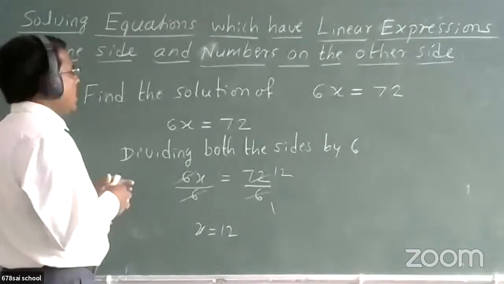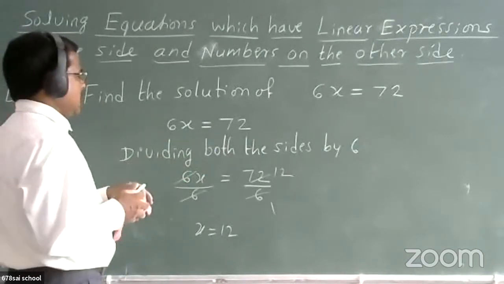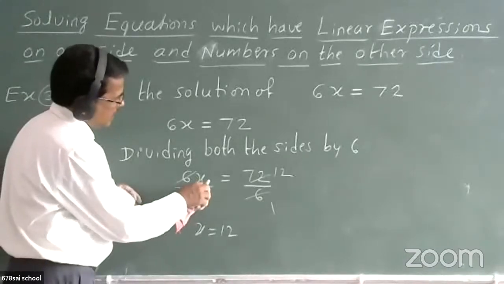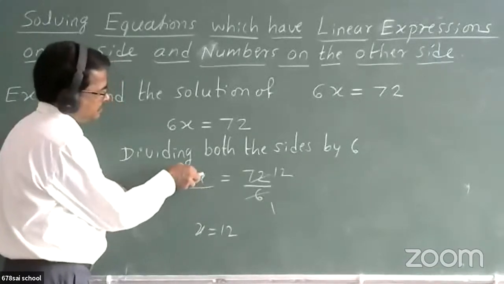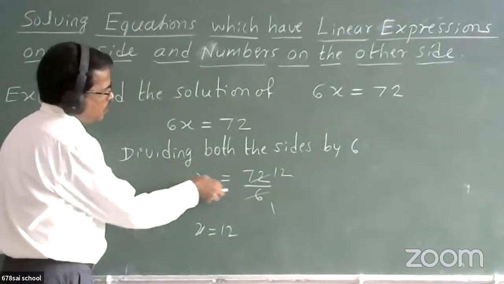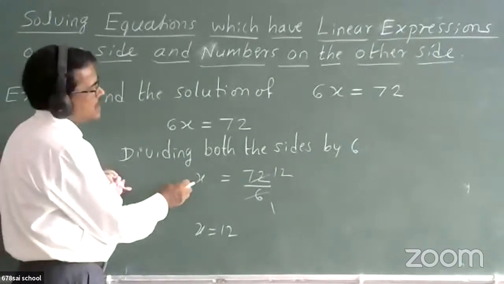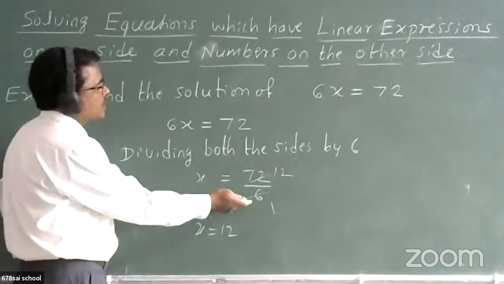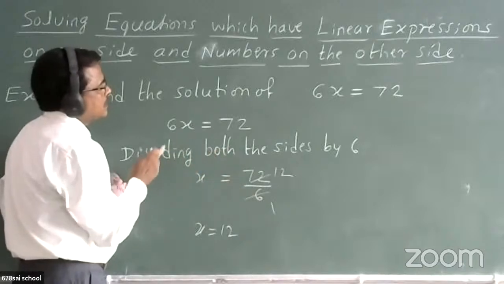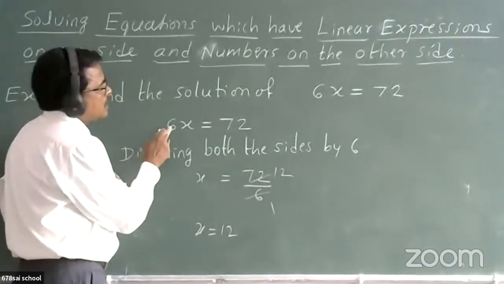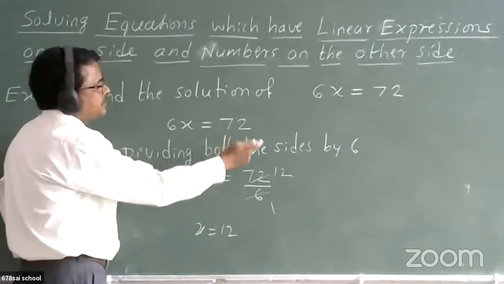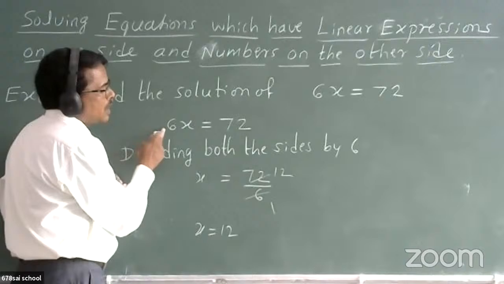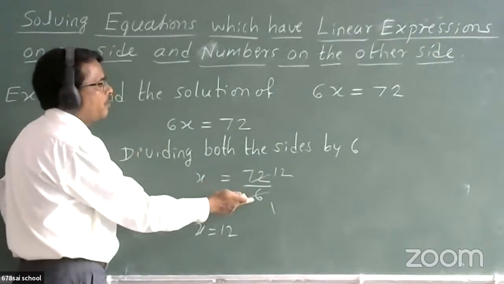Say students, now dividing both sides by 6 is there. 6, 6 cancel here. 6, 6 cancel. I will erase it. Now look here what happened. 6 cancel. This side you see. 72 by 6. When 6 is moved this side, it has gone in the denominator. It was in numerator. It has gone to denominator.